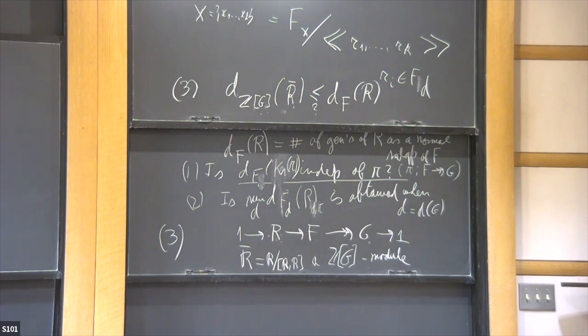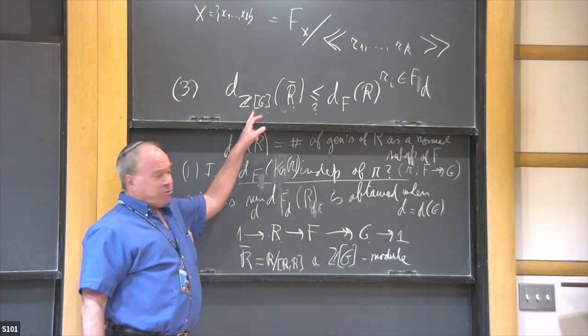We don't have a good lower bound on the number of relations. On the other hand, the cohomological method to study this invariant is on the left side.